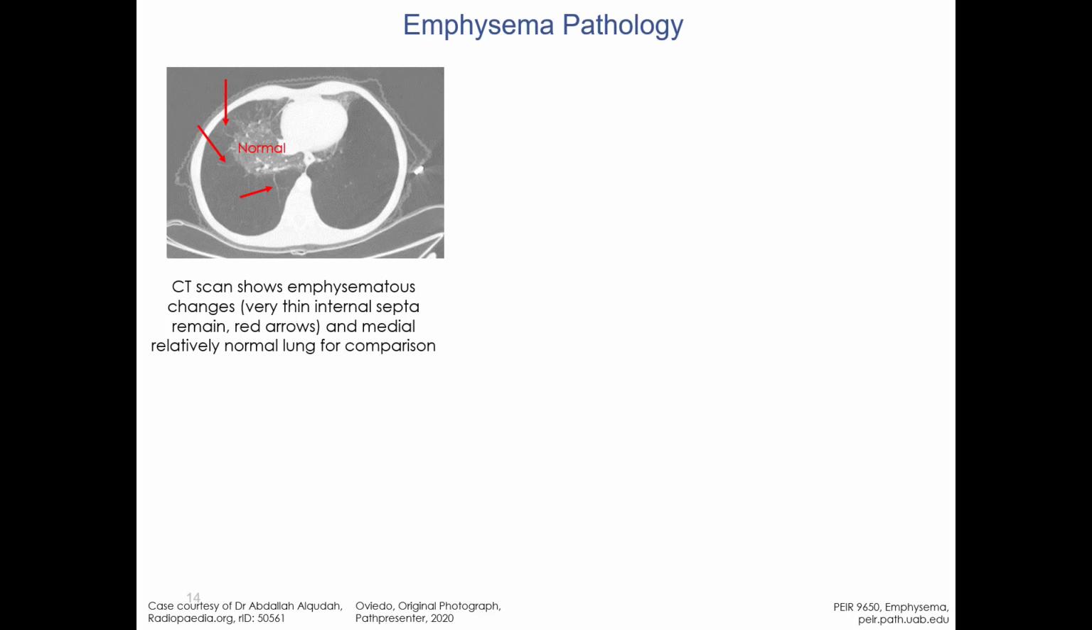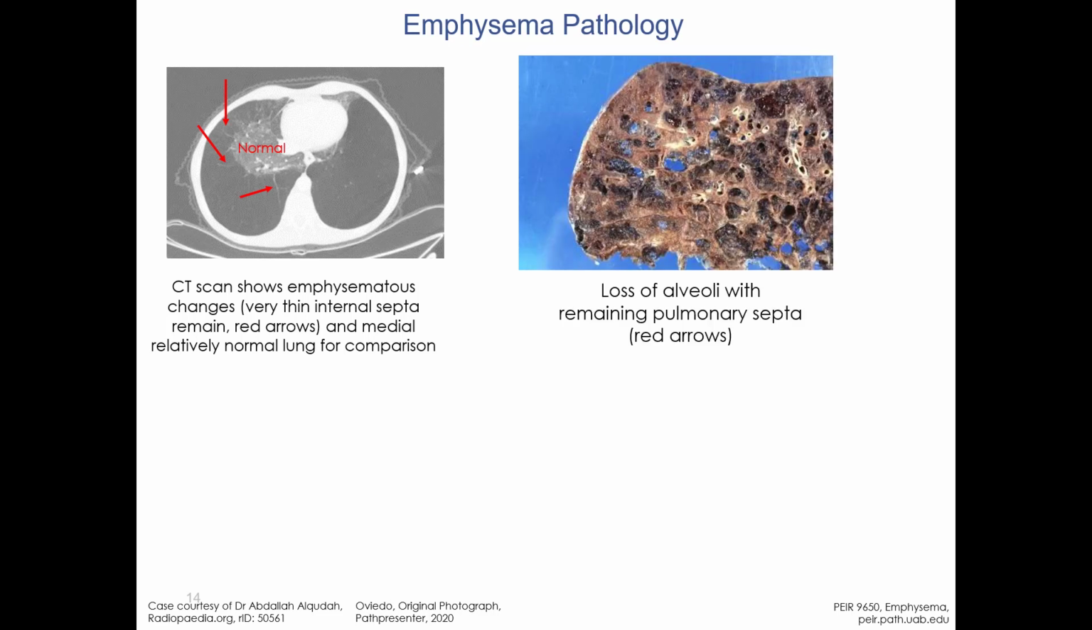This CT scan would correlate with a lung that looks like this on gross pathology. There is loss of alveoli with remaining pulmonary septa. Here I've put arrows on the septa, here and here.